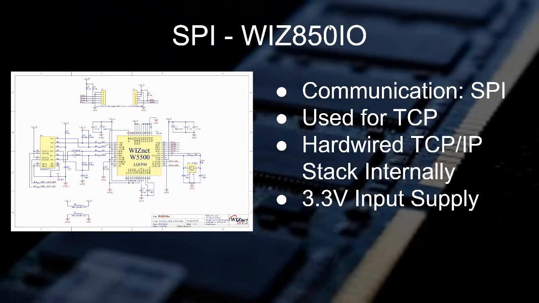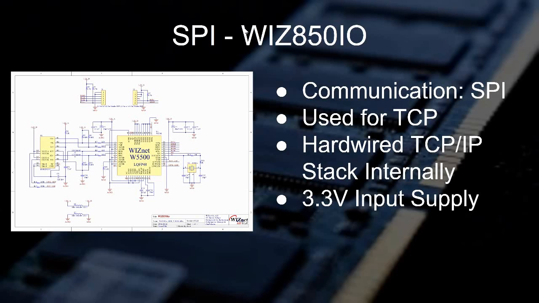Next, we'll talk about the Wiz850IO. This is our Ethernet module. We can communicate with the module via SPI from our processor, and it can communicate with external Ethernet devices via TCP or UDP. For our program, we're going to be using TCP due to its connection-oriented communication, as well as its robustness.